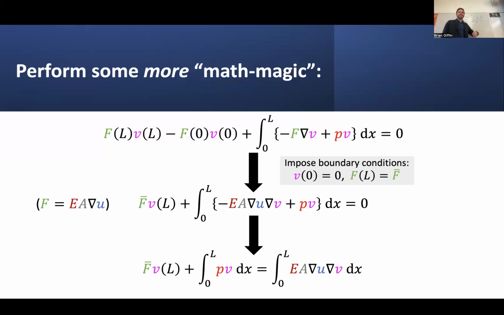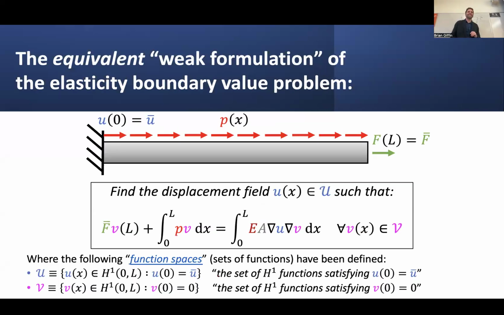And it turns out that this particular formulation of equilibrium in this integral weighted sense has a particular name, as I alluded to previously. It is, in fact, the weak formulation of equilibrium, or the weak formulation of the corresponding boundary value problem. It is, nonetheless, totally equivalent to the strong formulation of equilibrium as previously developed.